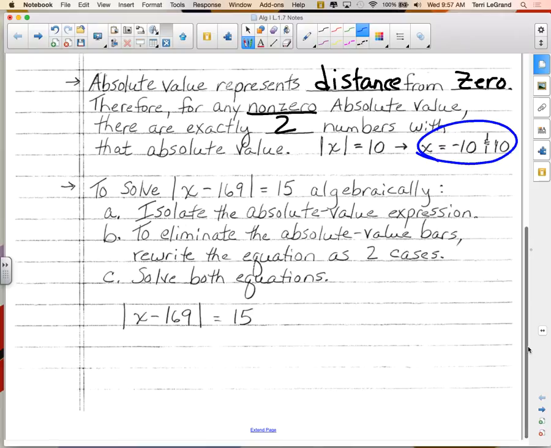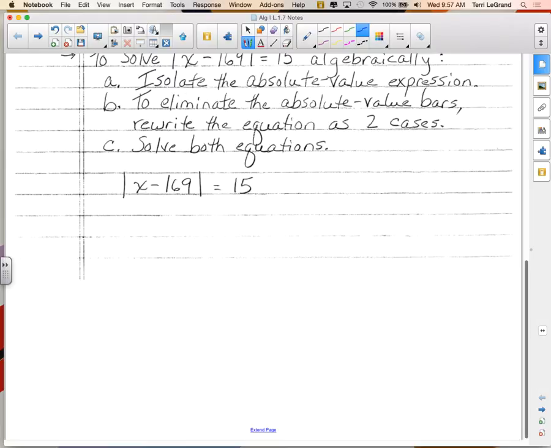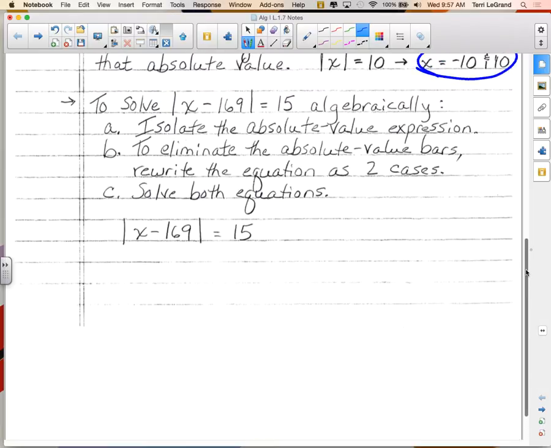Okay, let's solve our absolute value equation that was set up for the game show situation. Let's solve it algebraically instead of just what you did. You guys added and subtracted and got the answers. We should get the same answers if we solve our absolute value equation here. Step A, these are important. Step A, isolate the absolute value expression. What does isolate mean? Get it alone. It needs to be by itself.